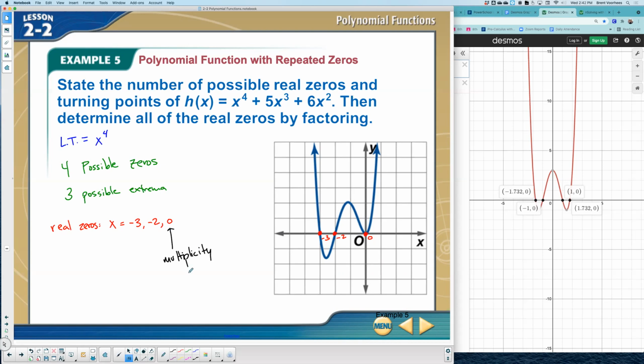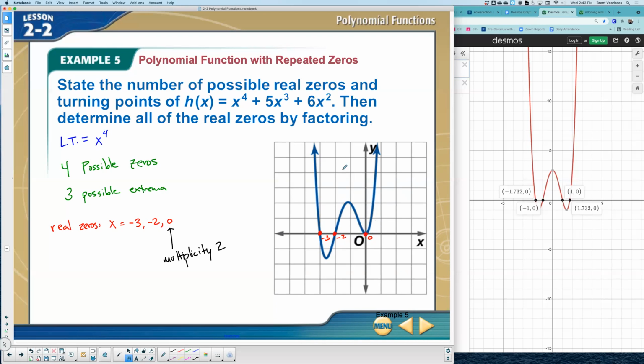0 doesn't work as a positive or negative. That's a good thought. But this 0 itself occurs twice. And you might be thinking, well, Mr. Voorhees, how do you know that? Because I look at the graph, there is something different about this 0 than the other 2. What's different about this one compared to the other 2? It makes an extrema. It changes direction right there like a parabola. The only way it makes a parabola on the 0 is if that 0 occurs twice.